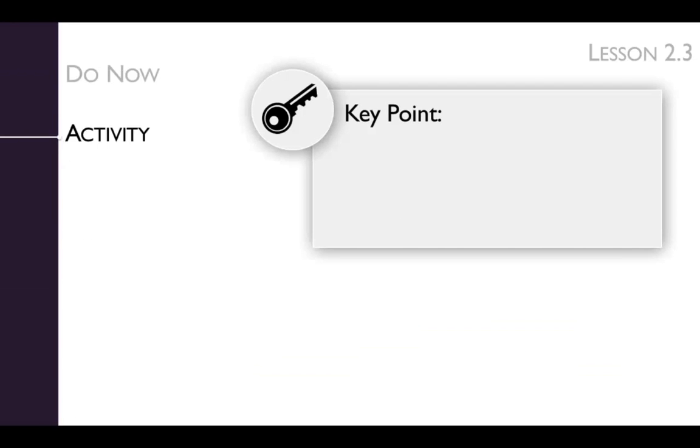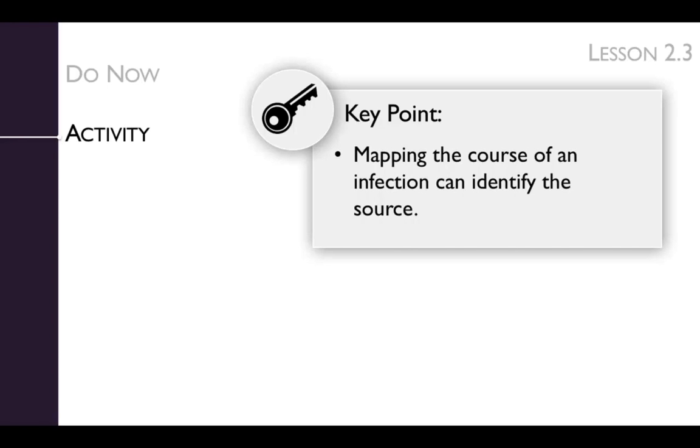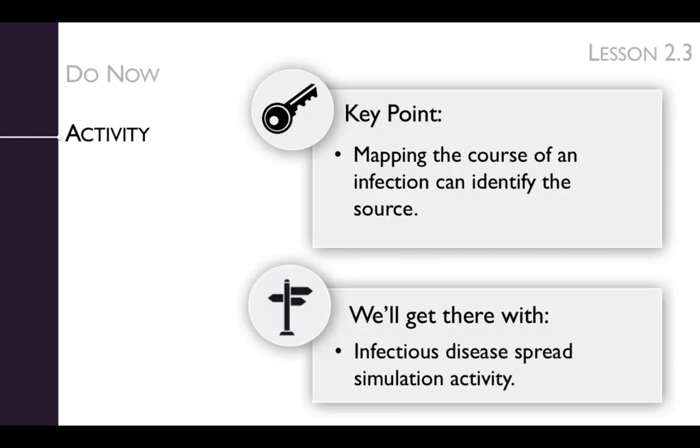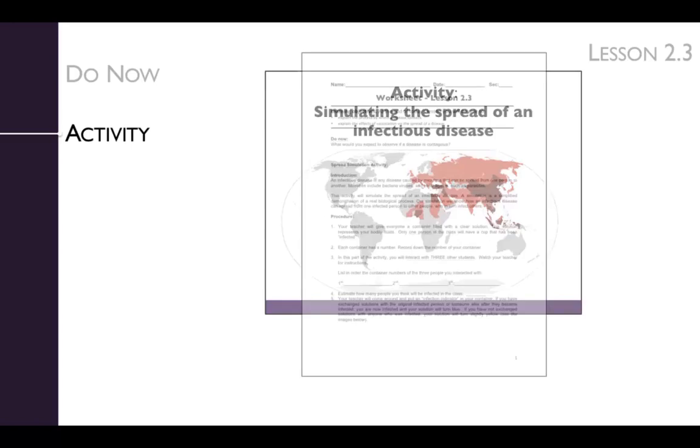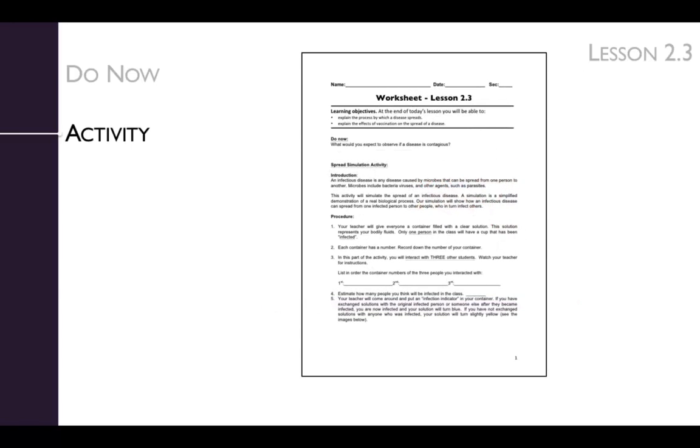The key point of the activity is that mapping the course of an infection can identify the source. We'll get there with an activity that simulates the spread of an infectious disease. The spread simulation activity begins by having students exchange a clear liquid with their classmates. After every exchange, students record their interactions on their worksheets, which they will later use to map the pattern of the outbreak and to identify the source of the infection.